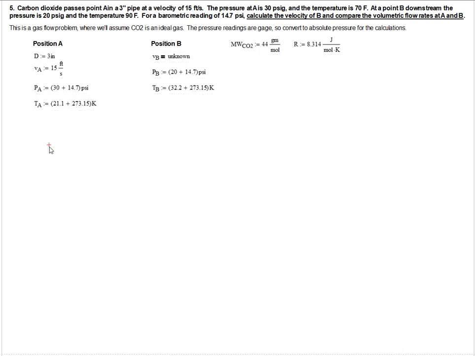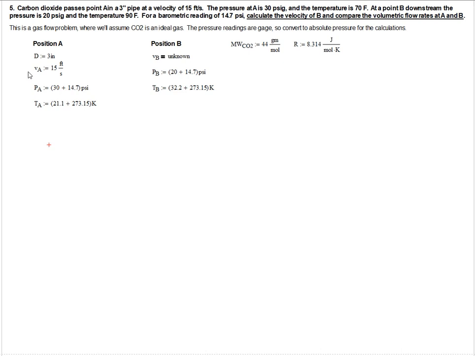Now, I'm not going to draw a schematic. It would be nice to be able to easily draw one, but here we can just assemble our information for position A upstream and position B downstream. Remember, at position A we've got a 3-inch diameter pipe. Is the diameter going to stay constant? We're not told anything, so we're going to assume the diameter stays constant. So we'll just say D is equal to 3 inches, and again, this is inner diameter.